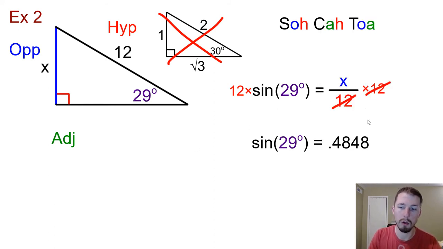Basically, in other words, you could have set this up as 0.48 is equal to x over 12. And then whenever we multiply this by 12, 12 times that will give us our value of 5.8, which is what we had over here. So that should be equal to 5.8, and it is.